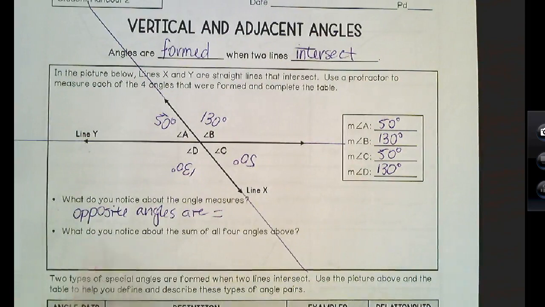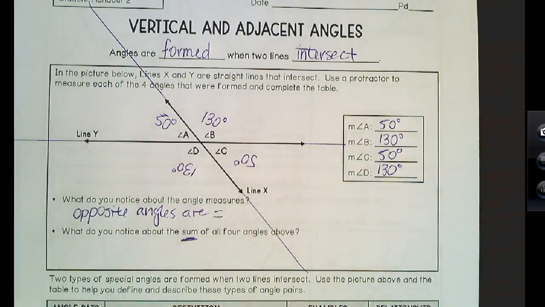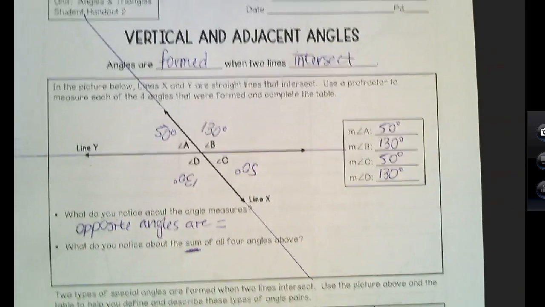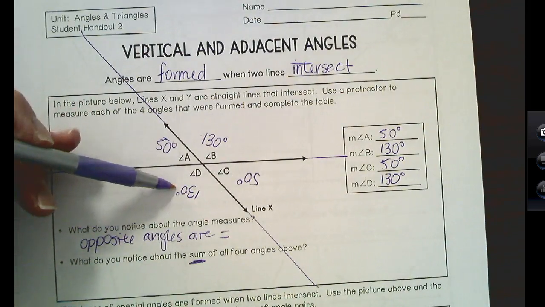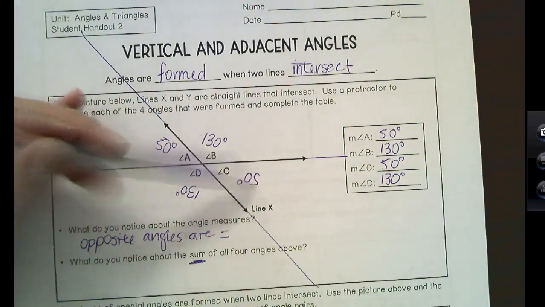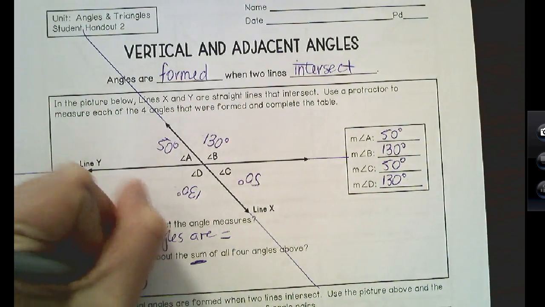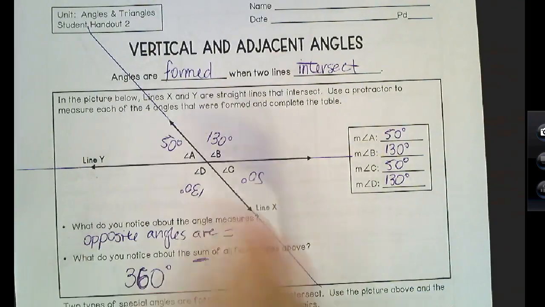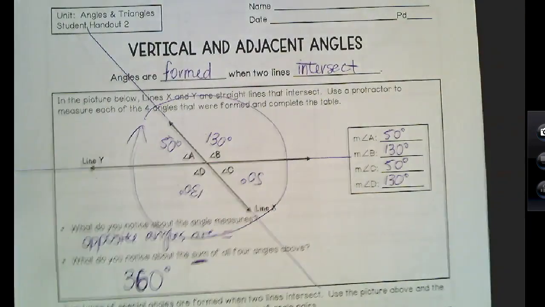And then the second question says, what do you notice about the sum of the four angles above? So the word sum means to add. So go ahead and add up those four angles. So 130 degrees plus 130 degrees would be 260 degrees. 50 plus 50 is 100, and 260 plus 100 would be 360 degrees. So basically, as you go around in a complete circle, an entire circle here is 360 degrees.